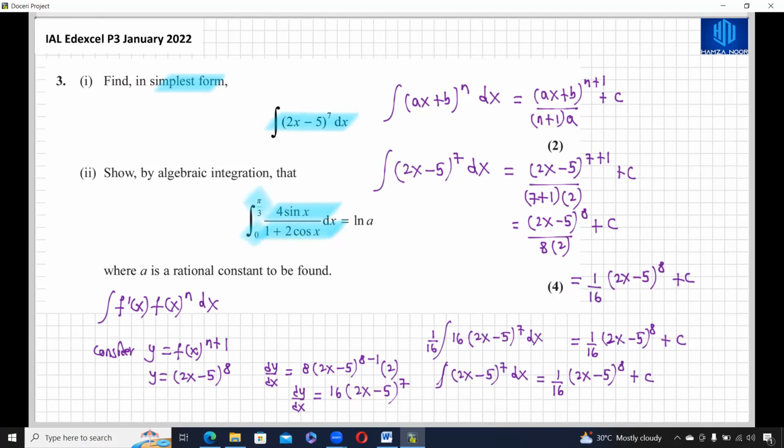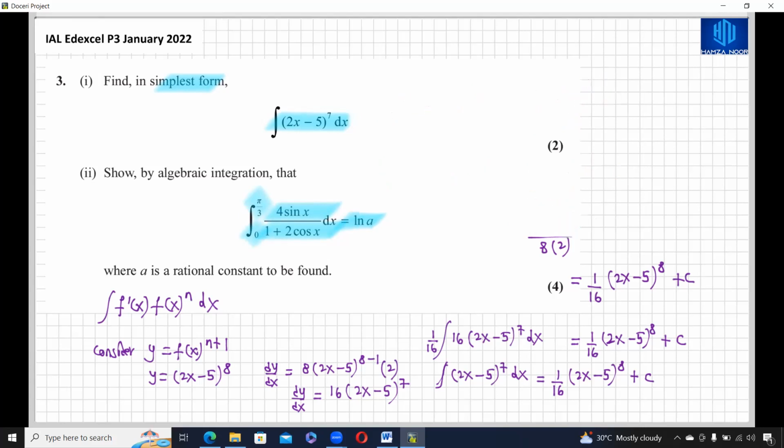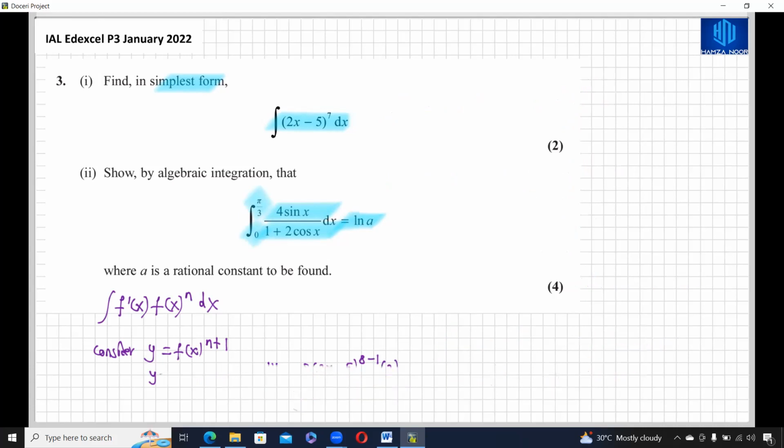and we need to show that the answer is in the form of ln a, where a is a rational constant to be found. So first of all, I'm going to erase the working of part 1 so that we can solve part 2 on this same page.